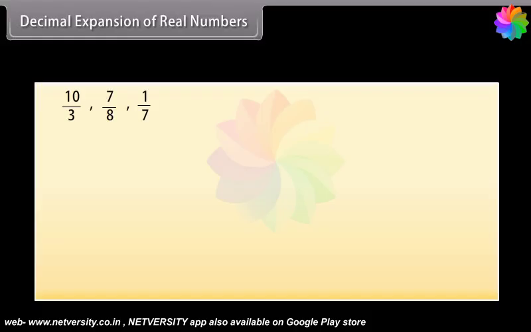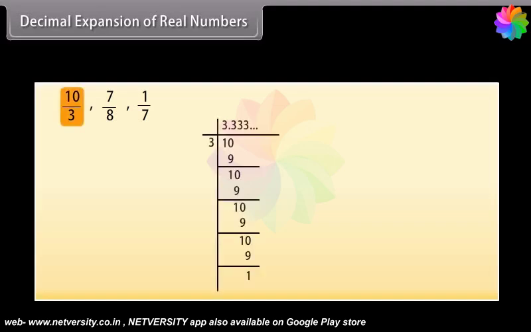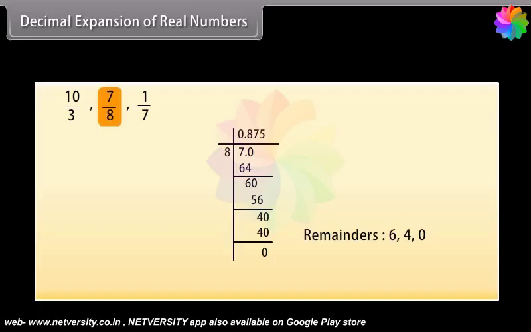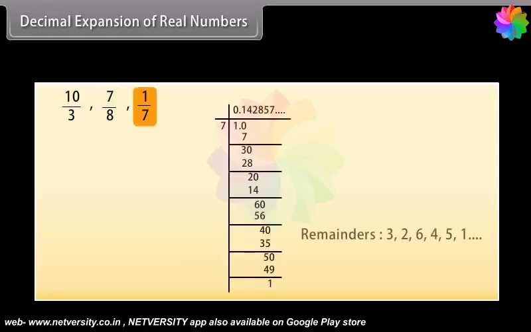Here we can see the decimal expansion of 10 by 3, where we get remainder 1, 1, 1, 1, 1. Similarly, the decimal expansion of 7 by 8 gives remainder 6, 4, 0. And the remainders of 1 by 7 are 3, 2, 6, 4, 5, 1.